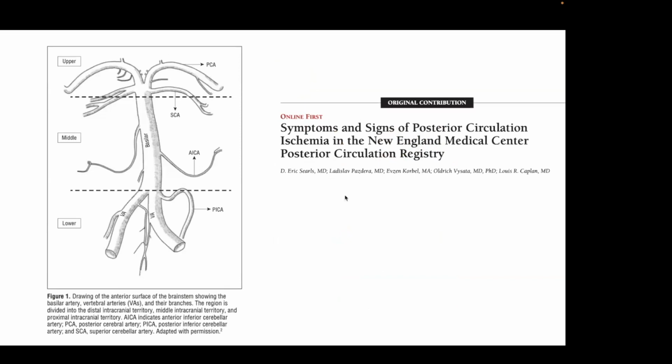Now, this is from that registry. They divided the symptoms up into the upper, middle, and lower. And again, we'll talk a little bit about these infarcts, but the middle is the typical appearance of the basilar occlusion that we'll see on occasion. The upper portion of the posterior circulation, we're dealing again with the top of the basilar. These are the branches that supply the thalami and the choroid plexus. And then these of course are the superior cerebellar arteries. And then the lower segment is going to be PICA and vertebral artery as shown.